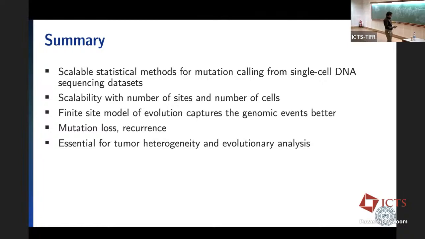And one of the other things that we observed is that having a finite size model of evolution models the data better, that is for sure. Not only us, but some other groups have also reported the same. And that means we have to somehow model the mutation loss and recurrence. And another interesting direction is to jointly utilize the copy number information as well. So far we have been looking into single nucleotide mutations, but maybe copy number mutations can also be added to that.